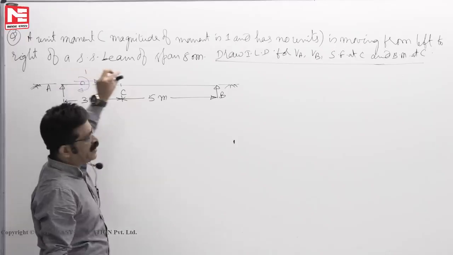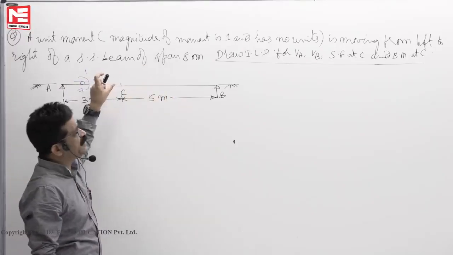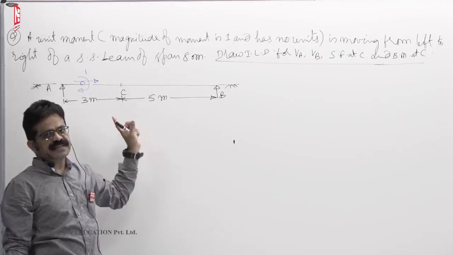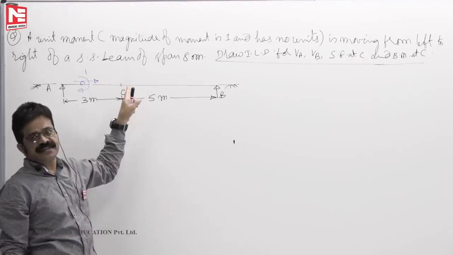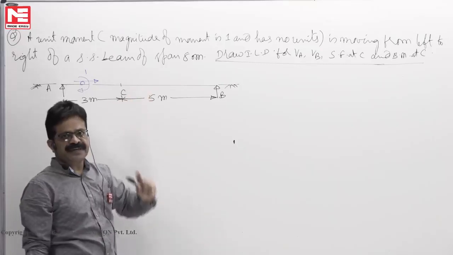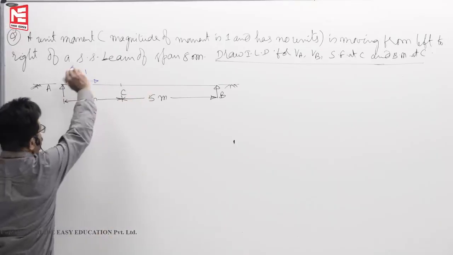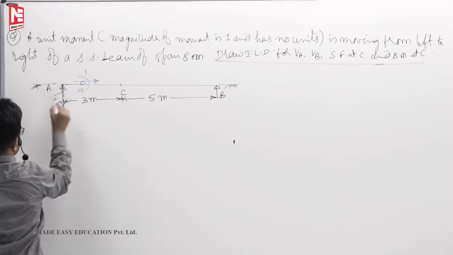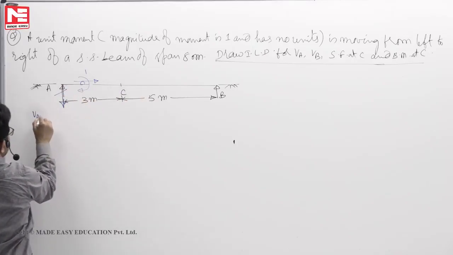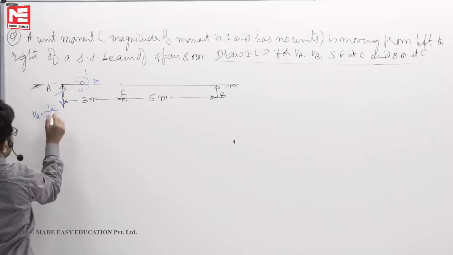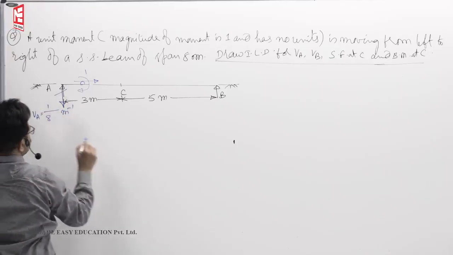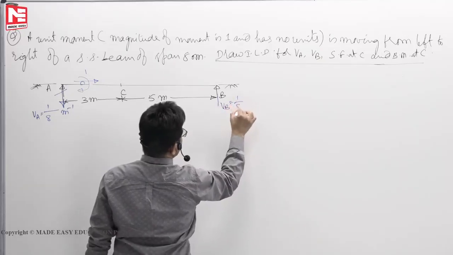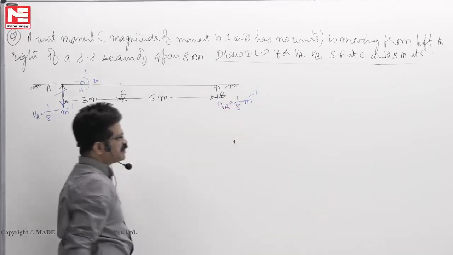Now when it is moving, that means when it is at different locations, how is it influencing the reactions at A, B, the shear force at C and the bending moment at C. Now if this is clockwise moment 1, the reaction we have just taken is VA equal to M by L, M is 1, L is 8, so 1 by 8 meter power minus 1. Similarly VB is 1 by 8 meter power minus 1.